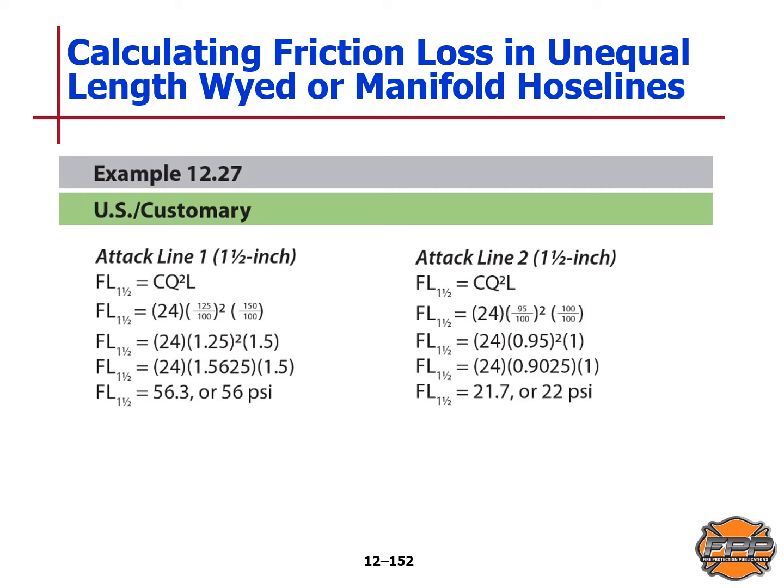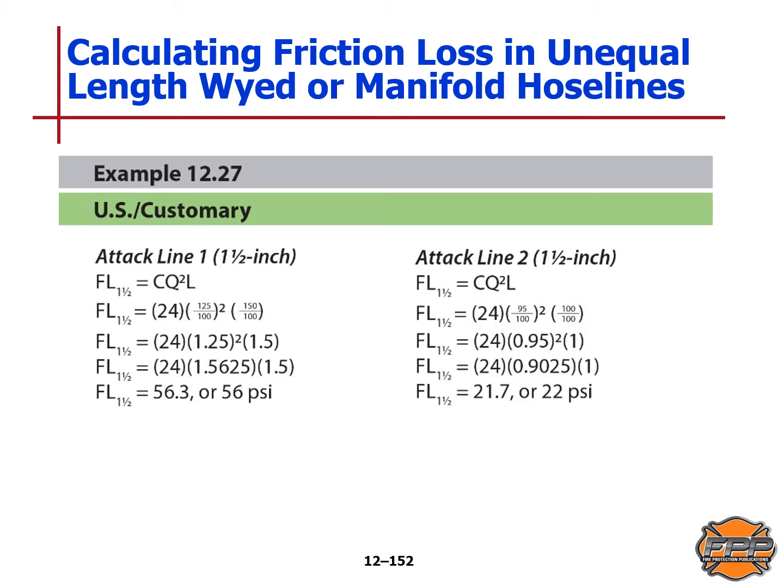And then we have friction loss at 1.5 equals, once we plug in the numbers, 24 times 1.25 squared times 1.5, and when we work out the math, we get friction loss at 1.5 equals 24 times 1.5625 times 1.5, and our friction loss at 1.5 equals 56.3, which when we round is 56 psi. That's attack line 1 at 1.5 inch. Now let's look at attack line 2 at 1.5 inch. We have friction loss 1.5 equals CQ squared L. Again, the same formula.